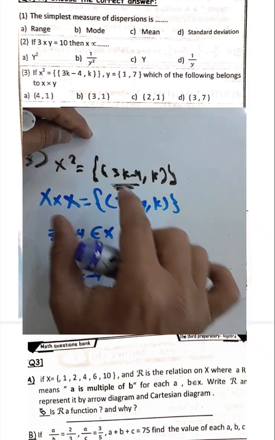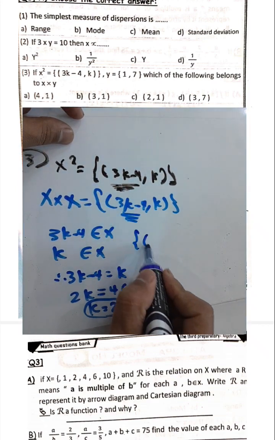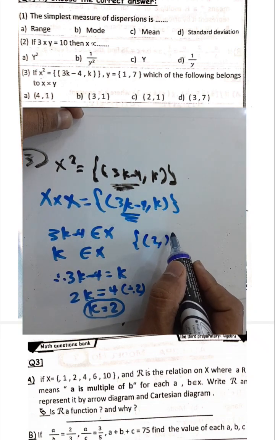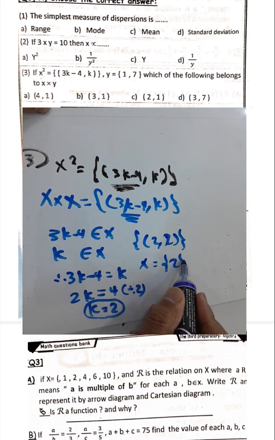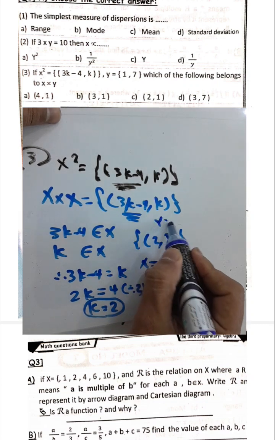Then you can find the ordered pair here. Put 2 here, 2 times 3 equals 6, 6 minus 4 is 2, and put 2 here. Then x will be the set of 2. In this example we have the product between x and y. He gives us y equals the set of 1 and 7.